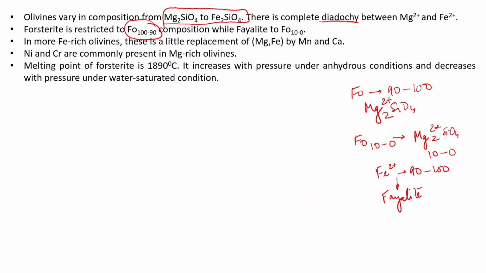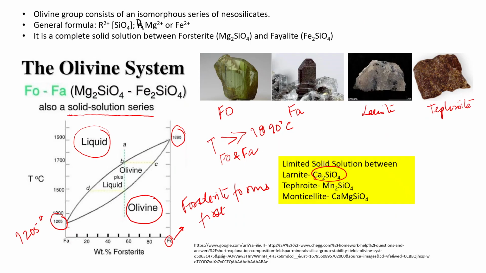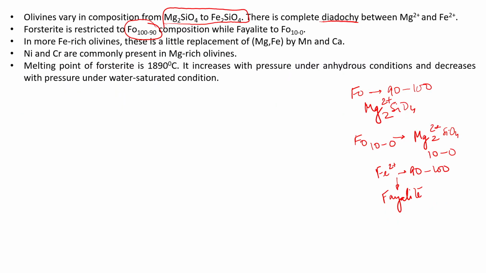Now, it has been seen that in more Fe-rich olivines, there is little replacement of Mg and Fe by Mn and Ca. I had told you that Mn gives tephroite, Ca gives larnite. So you may also remember that larnite and tephroite are also types of olivines where there is little replacement of Mg by Mn and Ca. While in case of Mg-rich olivines, nickel and chromium are commonly present. Okay, all right. So the melting point of forsterite is 1890 degrees Celsius.